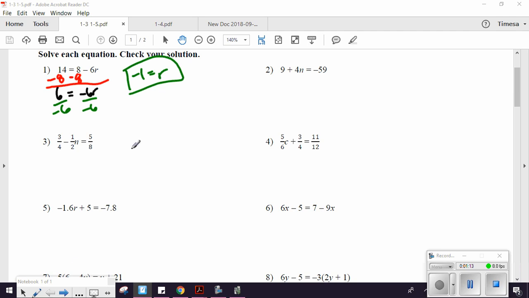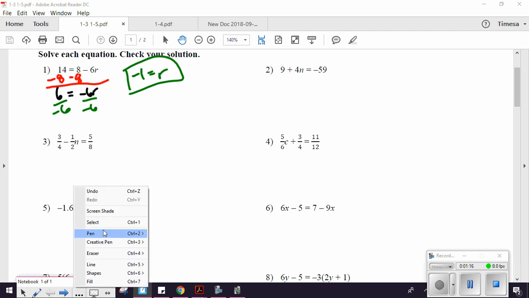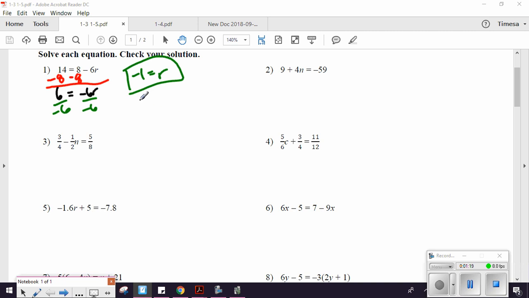Always check your solution. To check your solution, you take the original problem, 14 equals 8 minus 6r, and then in place of r, we're going to put a negative 1, and make sure both sides equal. So bring down the 14, bring down the 8. A negative 6 times a negative 1 is a positive 6. So that's 14 equals 14. So it checks. So always check your solutions, ladies and gentlemen. That way you'll be able to tell right away whether you did it right.